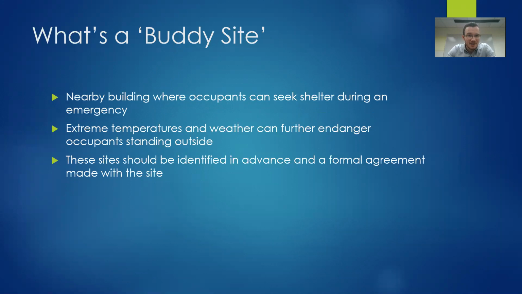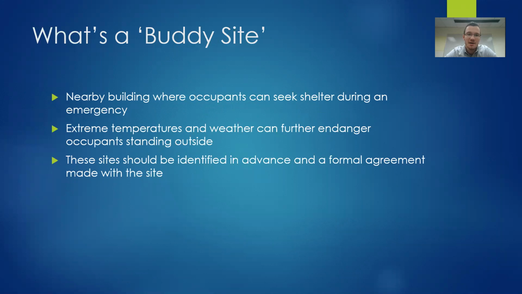So a buddy site, I mentioned that in a previous slide. What is a buddy site? A buddy site is basically a nearby building where occupants can seek shelter during an emergency. So think about, especially this spring, we've had some pretty nasty snowstorms. So think about what would happen if, for whatever reason, you had to evacuate one of our campus buildings and it was essentially a blizzard outside. That could present not only discomfort, but actual physical danger to our campus community. So we want to try and identify buddy sites.